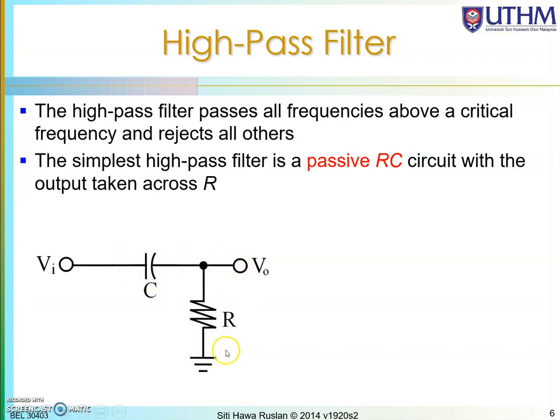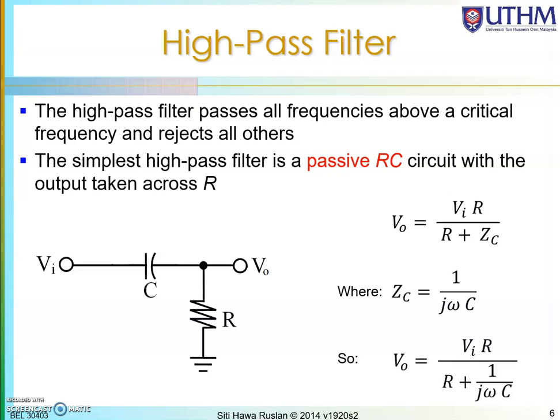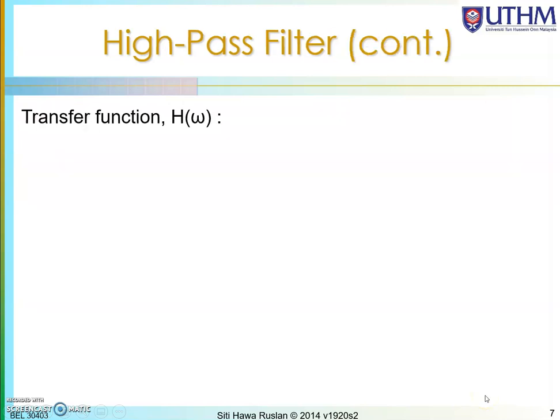So the output taken at R will be using a voltage divider, is your Vin multiplied with the resistor over here, Vin multiplied with R, divided by the total impedance, which is the impedance of the capacitor plus the resistor over here. And Zc is simply 1 over j omega C. Plug into the equation and simplify it. Okay, so your Vo is Vi multiplied with R over R plus 1 over j omega C.